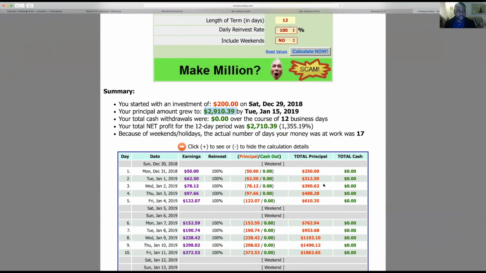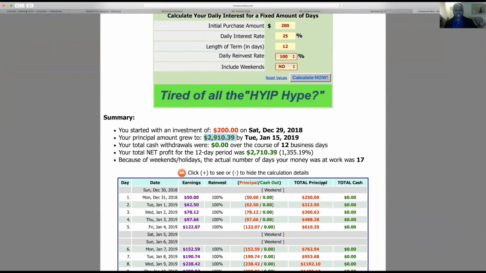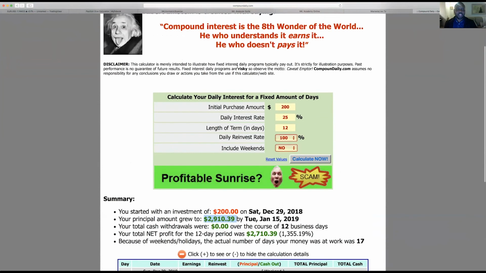Now, past profits don't guarantee future profits. This is a hypothetical situation based upon a trade opportunity that came up. You're not always going to get 25% growth, right? You may get more, you may get less. But this is just the power of compound interest.